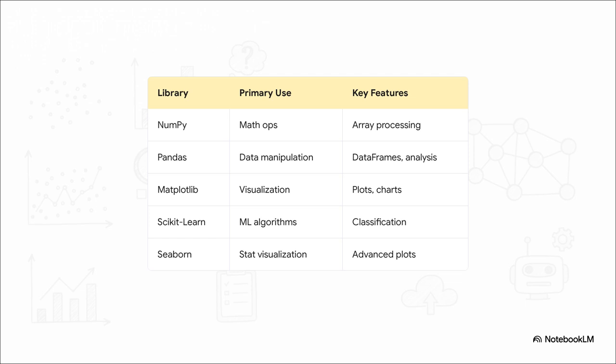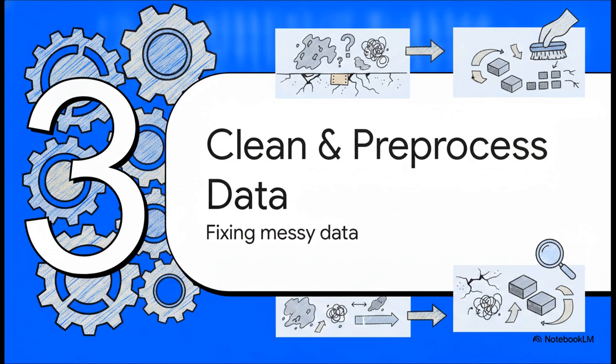And then you've got Matplotlib and Seaborn for visualizing the data. Because let's be real, you can't just stare at thousands of rows of numbers and expect to spot a trend. You need these visual libraries to actually see the hidden structures. Finally, scikit-learn brings in the actual machine learning algorithms. All right, we have our tools. Now it's time to get our hands dirty in Section 3, cleaning and pre-processing data.